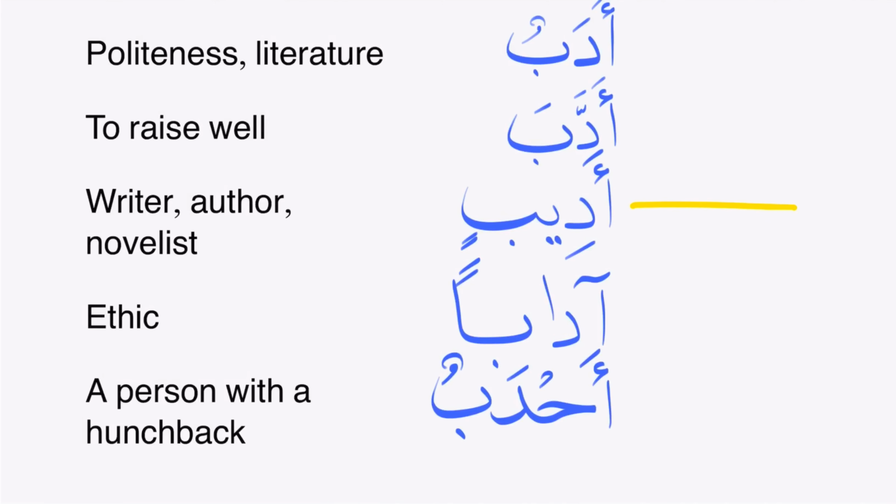Adibin. And similarly, you could make it adiban with the addition of the alif and tanween fatha at the end, or adibun with the addition of tanween dhamma at the end. Here it is adibin, and this means writer or author or novelist. Adibin, and the tanween here changes at the end of a word based on the grammatical position of the word in a sentence.